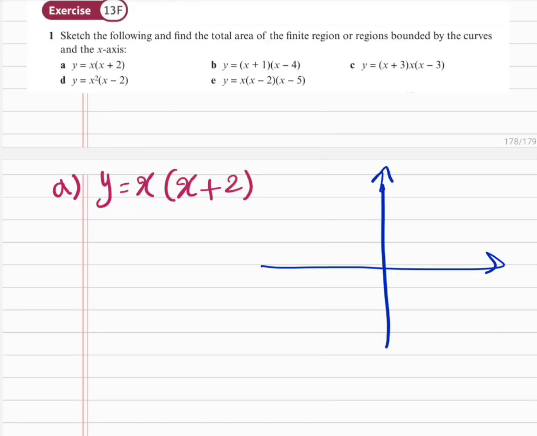So what we have is just a simple quadratic because the roots are 0 and minus 2. So this is 0, this is minus 2, and then the quadratic is positive. So it's like this. It's not so accurate, but it should pass from the origin.